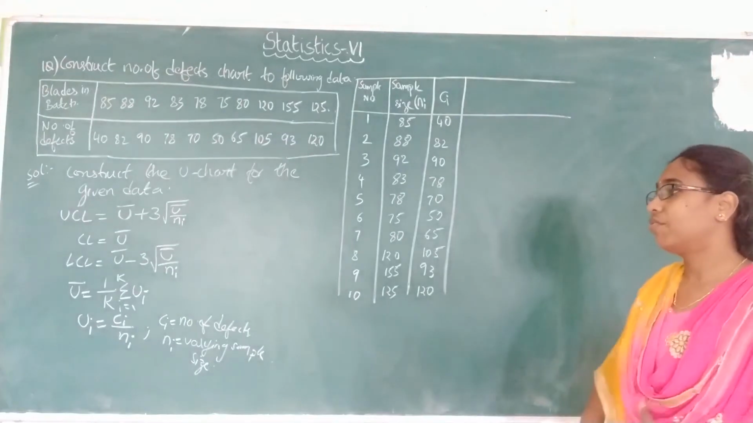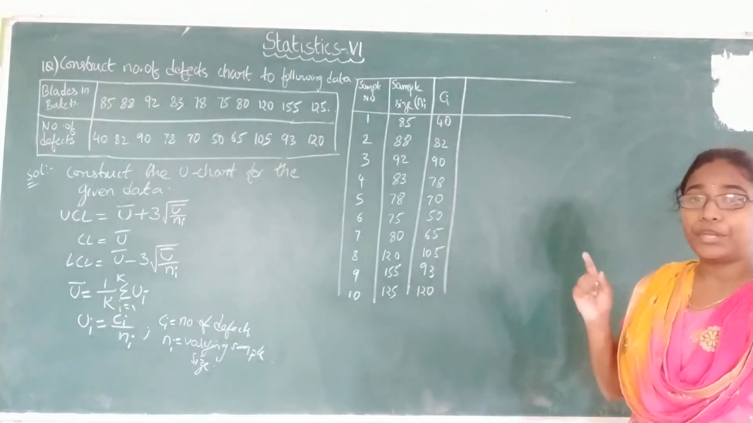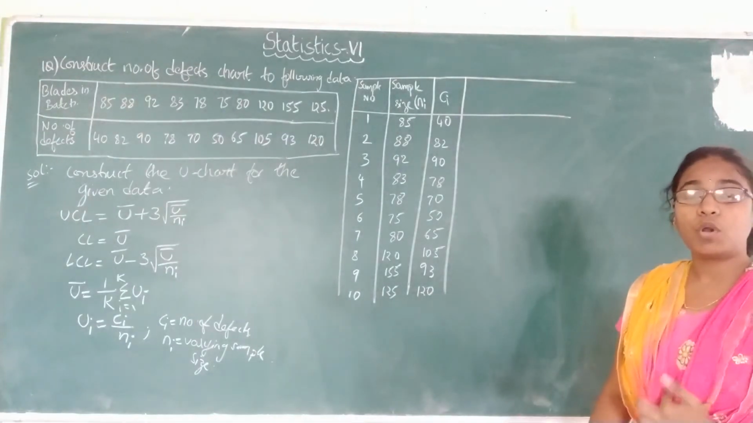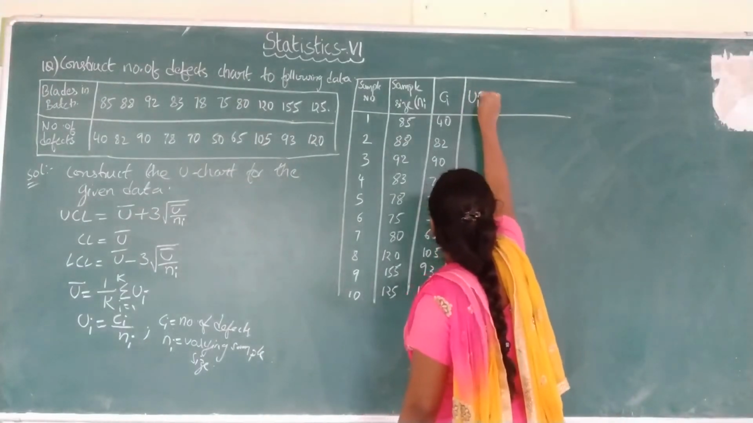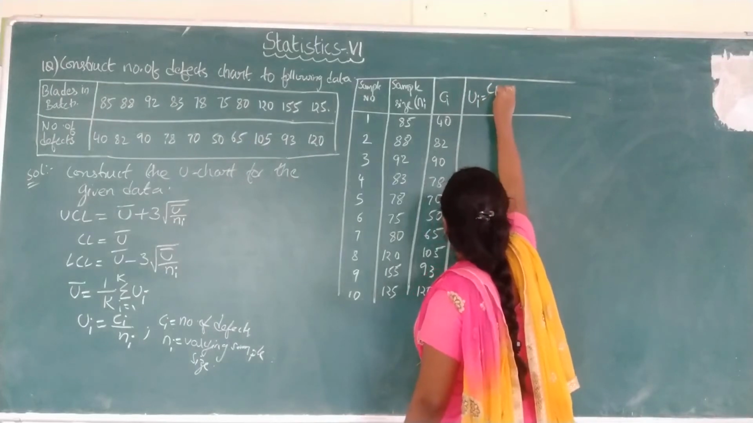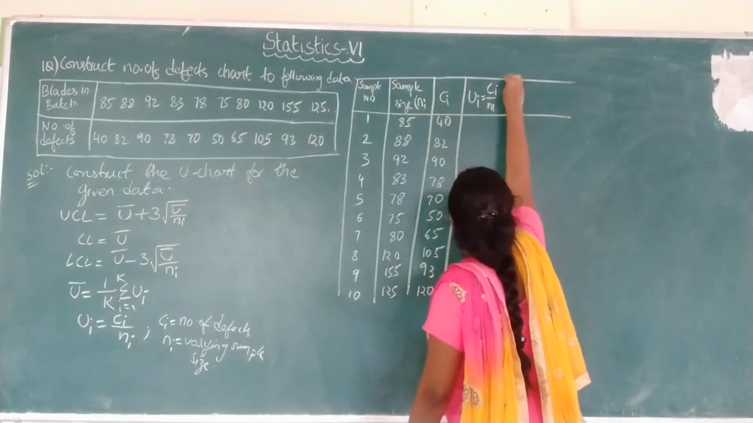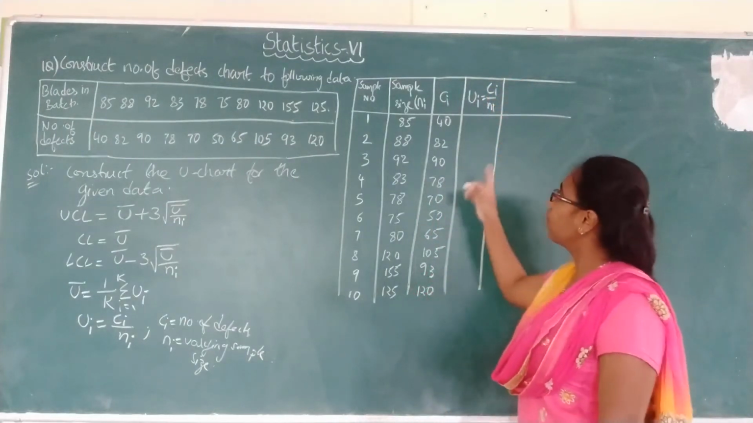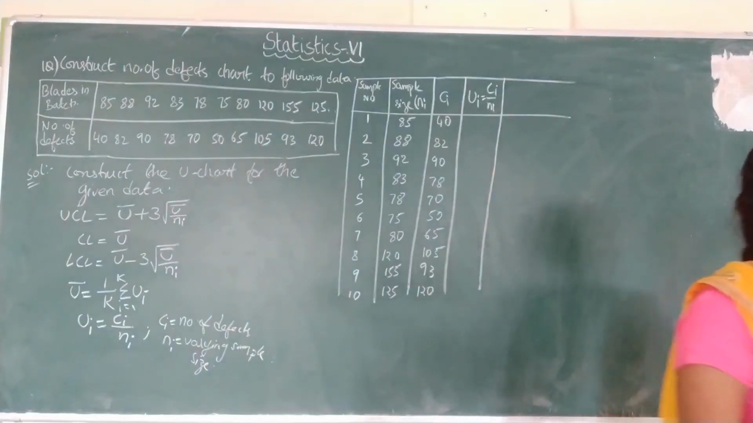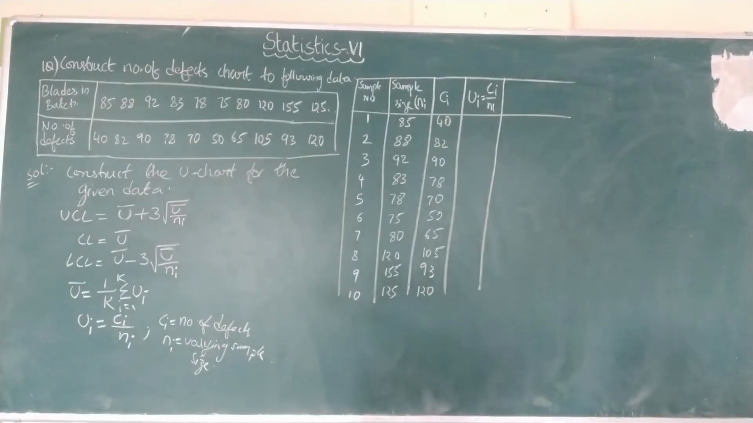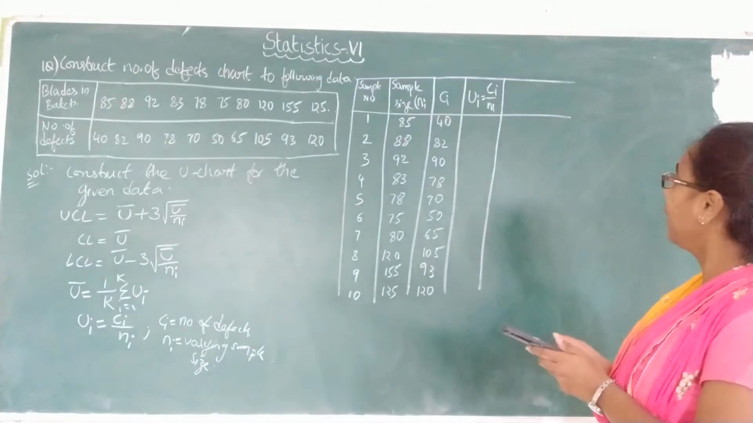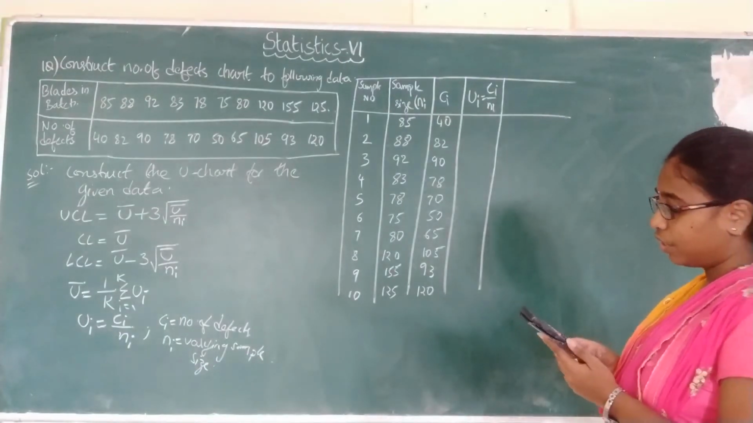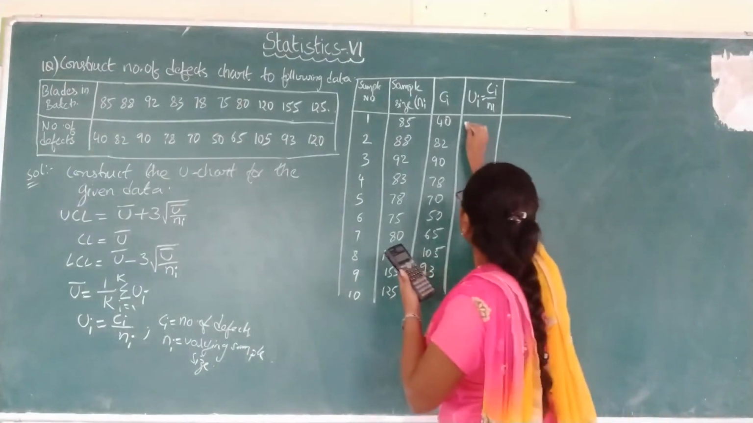Next, for control limits you need the U bar value, so we have to plot the Ui values. For that, find Ui equals Ci by Ni. What is the first Ci value? 40. So 40 divided by the first Ni value, which is 85. You will get the first Ui value as 0.4706.